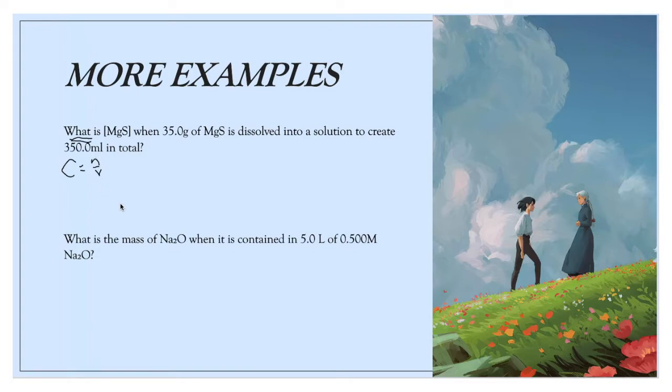What we have to do here is find the C. We have the amount of volume, but we don't have the amount of moles. So we have to do some unit conversion. We have the amount of grams of MgS, and we will also figure out the grams per mole if we know the mass.